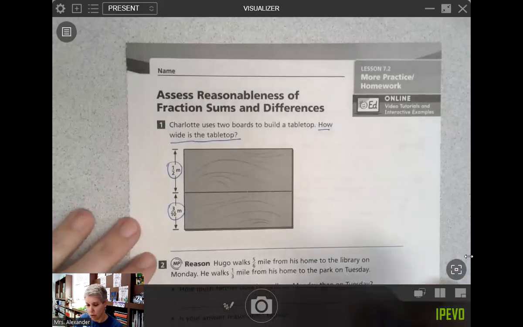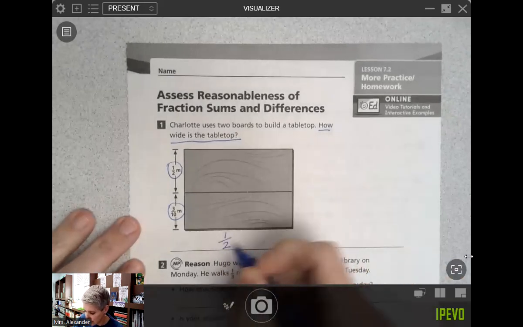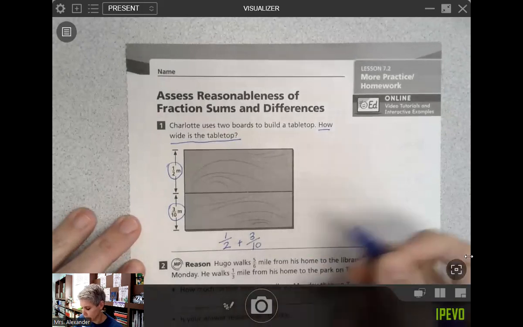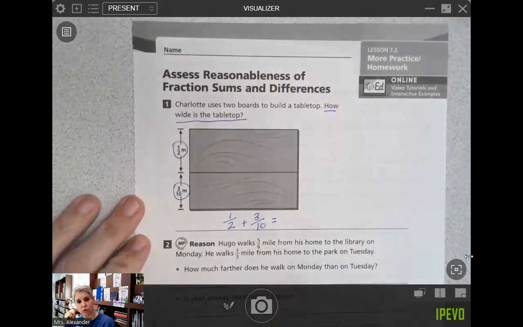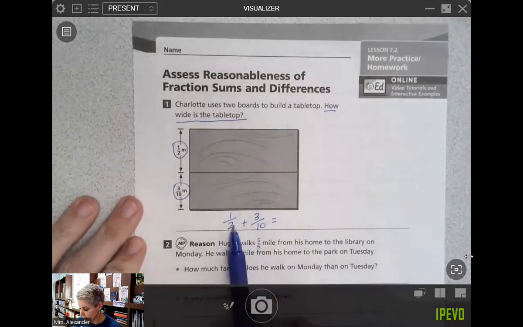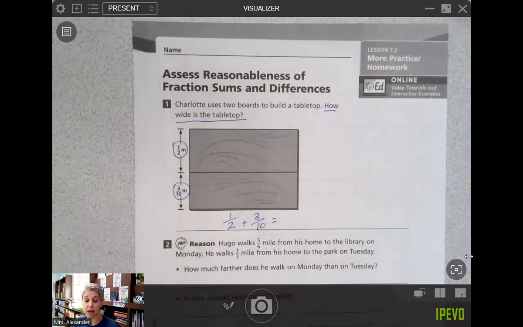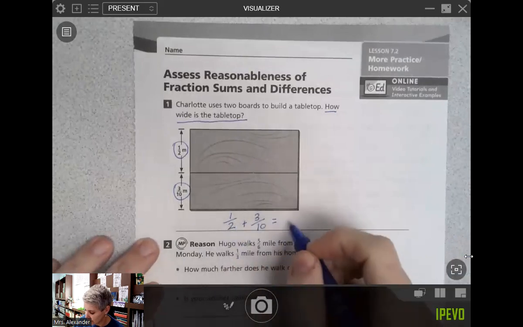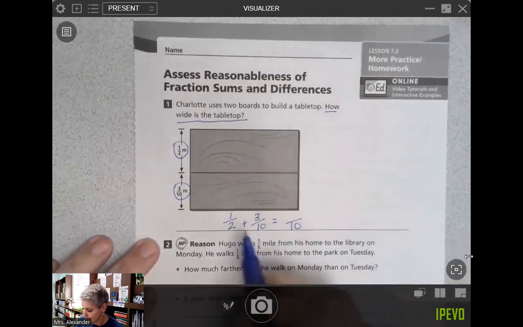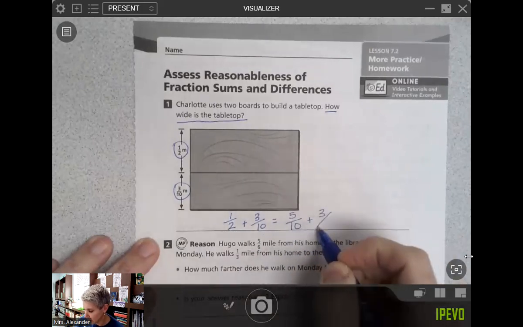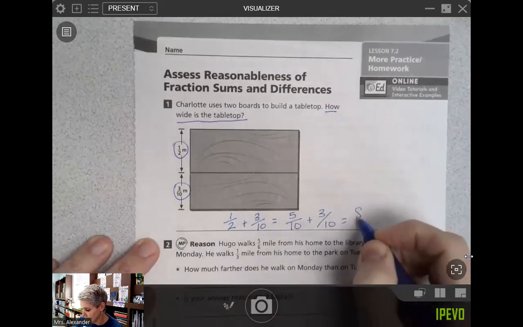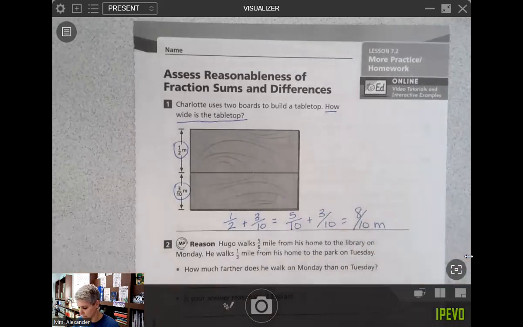Okay. So we'll take our 1/2 and we're adding the 3/10. As we've talked and learned, we need a common denominator when we're adding or subtracting fractions. When I evaluate 2 and 10, I know that 10 is a multiple of 2. So I'm going to adjust and find my equivalent fraction for 1/2. That is going to be 5/10. Plus, I don't have to change the 3/10. So we're going to have 8/10 of a meter. That's all we're asked to do for number 1.